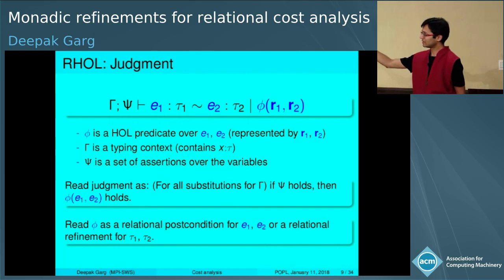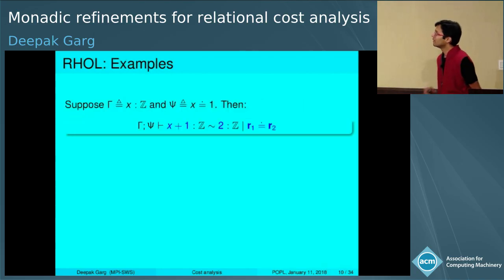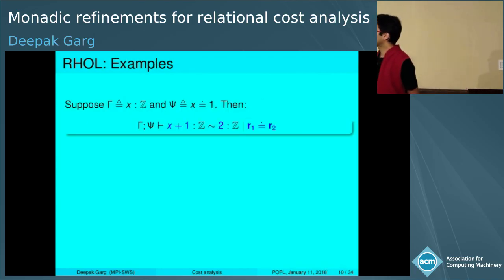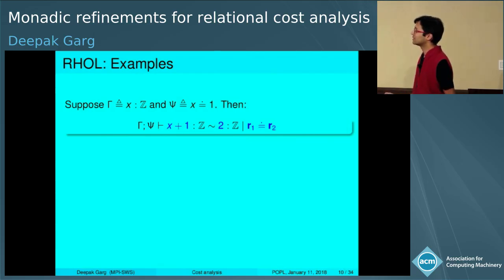So this gives this whole setup the flavor of a refinement type system, and that's the reason why we have refinements in our title. Just to take a simple example, consider the two programs x plus 1 and the constant program 2 when you have an assumption x equals 1 in the context. I think you will not dispute the fact that these two programs should be equal in any reasonable equational theory. And that's what this postcondition says. It says that the left side R1 equals the right side R2.